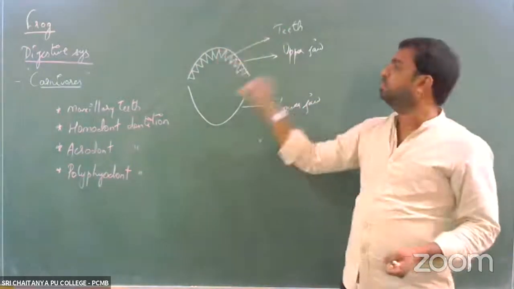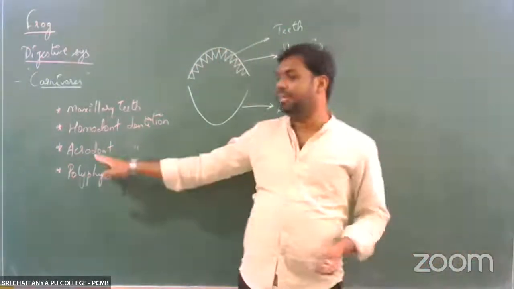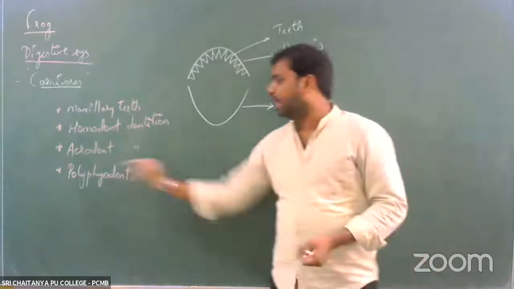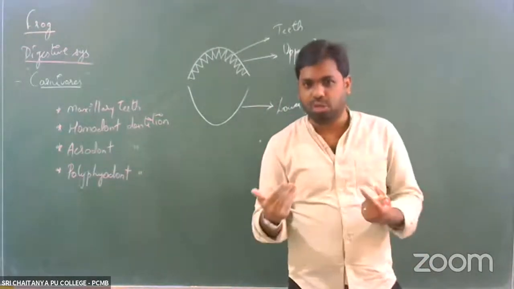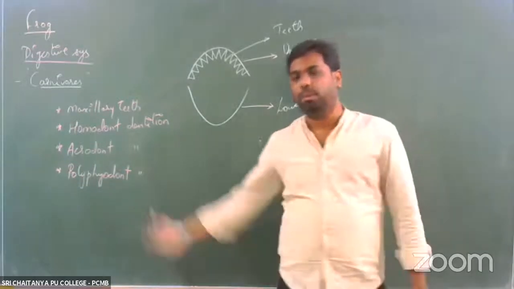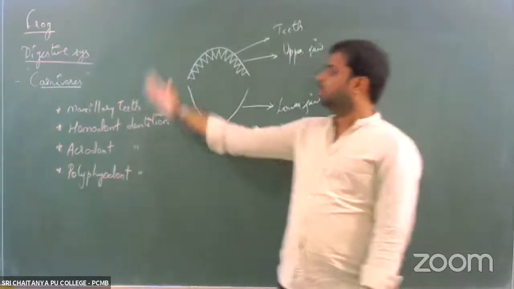Third, acrodont teeth. Acrodont teeth are superficially attached to the jaw bone. And which jaw bone is it? The maxilla. Therefore, we call it acrodont dentition. And the last one is polyphyodont teeth. That means whenever the teeth fall off, new teeth arise in their place. The polyphyodont dentition. Right? So this is what we have in the teeth.